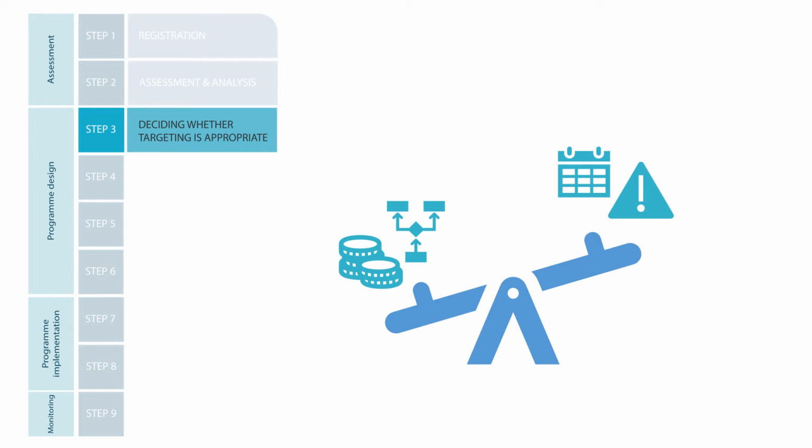The third step is deciding whether targeting is appropriate. Targeting is not appropriate in all contexts. In certain settings, the cost of needs-based targeting may be higher than providing assistance to all. Considerations such as the political and legal environment, physical access, social cohesion, protection risks and resources need to be weighed alongside the benefits.